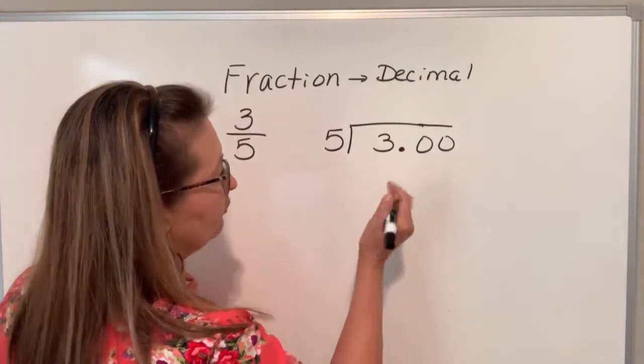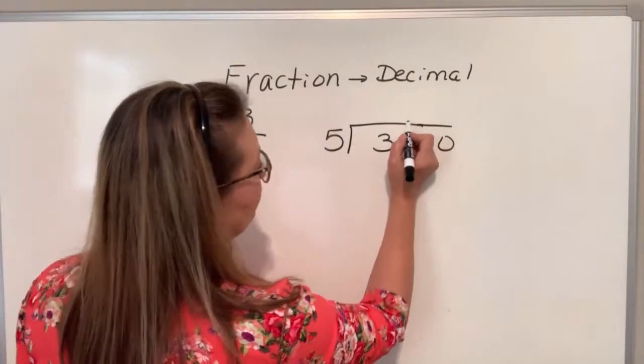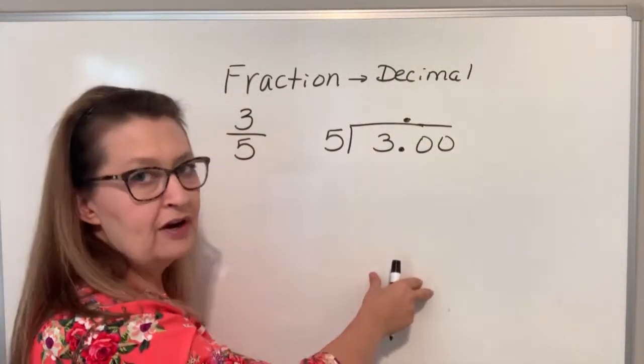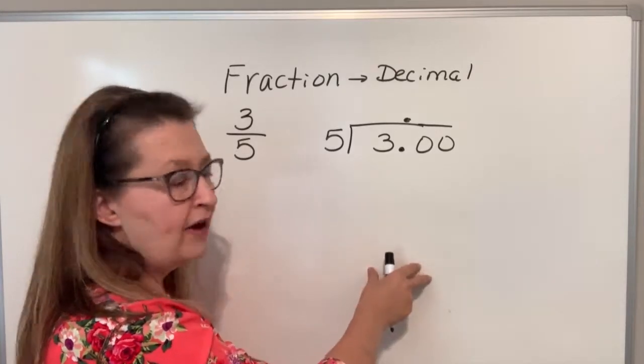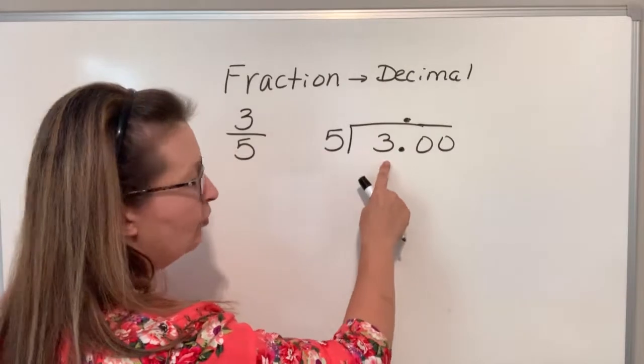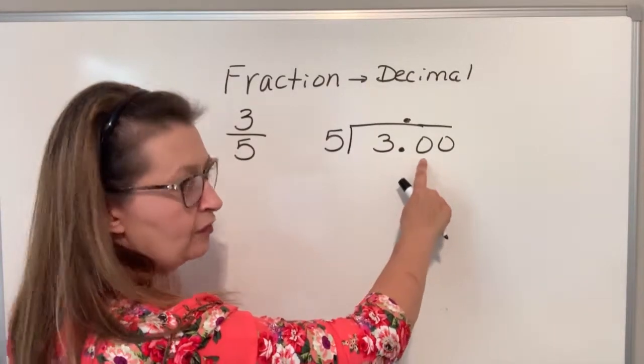Now we're doing long division with decimals, just like we learned in one of the previous lessons. Put your decimal up here. It doesn't matter if you carry it down under here as you're dividing, but it does matter that it stays right here. Now 5 won't go into 3, so I'm going to move over to here.